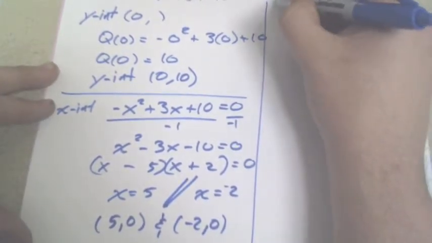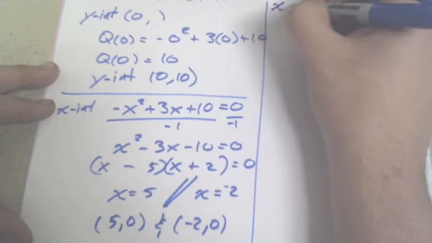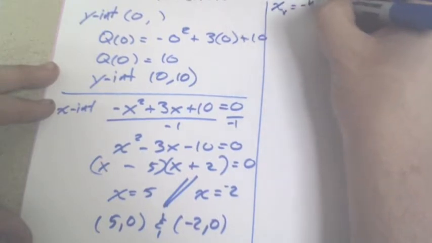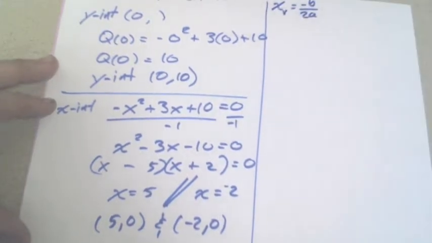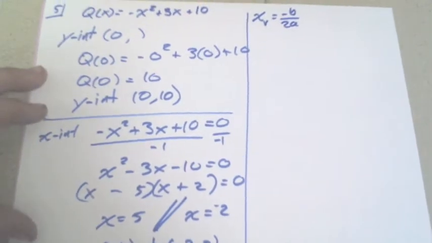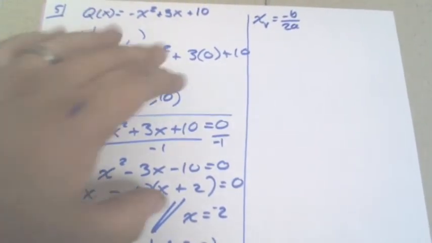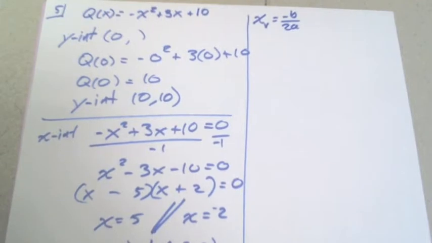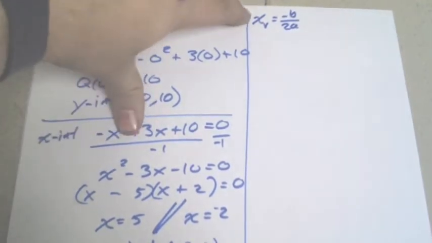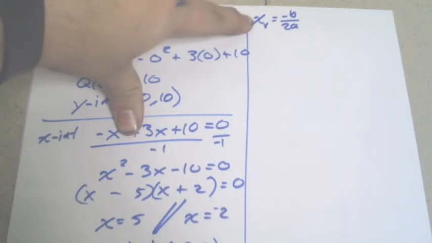Vertex, part 3, finding your vertex. The x value of our vertex can be found with that negative b over 2a. We've seen that a couple times on this exam. You can also find it by completing the square and building the vertex form. If you'd prefer to do that, go ahead. But you don't have to. If you know the negative b over 2a relationship, you're certainly welcome to use it.